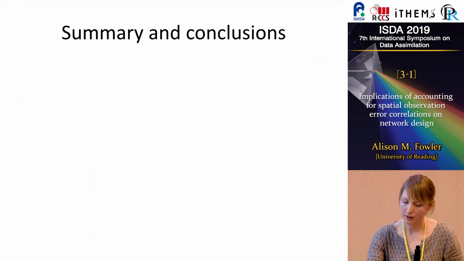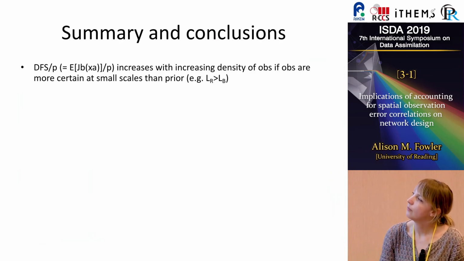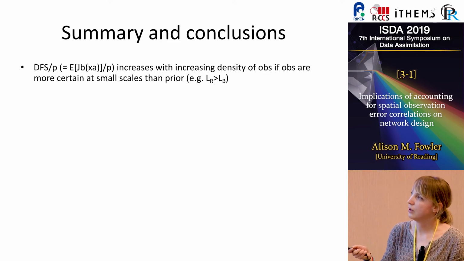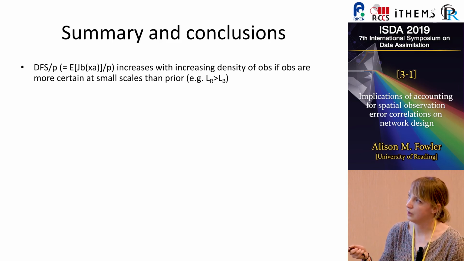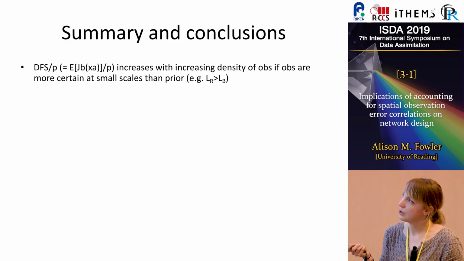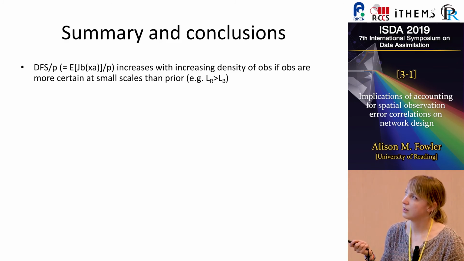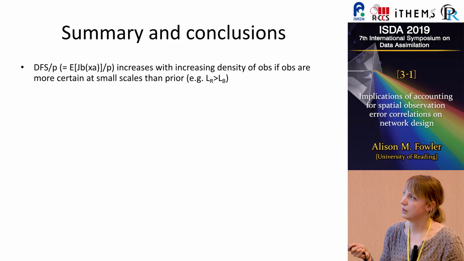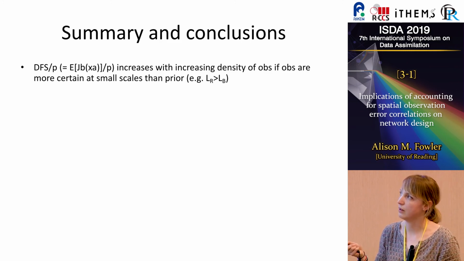So to summarize, I've been using this metric of the degrees of freedom for signal, or the scaled analysis increments, to argue why we'd want an increase in the density of the observations when the observations are more certain at the small scales than the prior. So for example, in my idealized experiments, it's when the length scales in R are longer than in B.